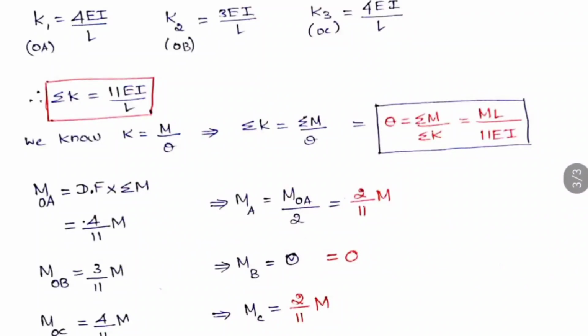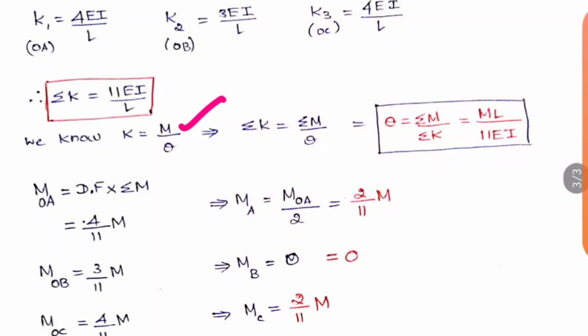One question is to find the rotation at the fixed support. Normally stiffness is equal to M by theta. We know already that stiffness is equal to load by deflection or moment by rotation. Both formulas can be applied. Here we have M by theta, because we need theta at that point. That is the question here. So we are applying that concept and writing K is equal to M by theta.